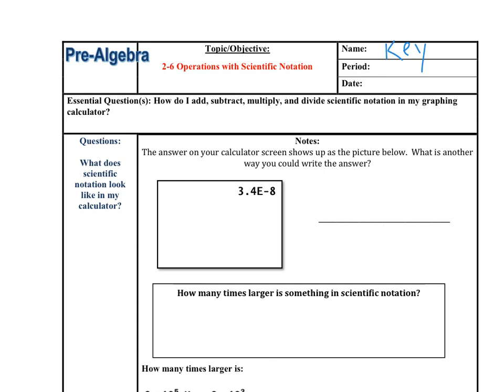We said that the number in front with the decimal will stay the number in front, making sure it's between 1 and 10. Then we multiply by 10, and the number after the e is the exponent. So our exponent would be -8 for this one. So this is what our calculator will show if we're dealing with a number in scientific notation.